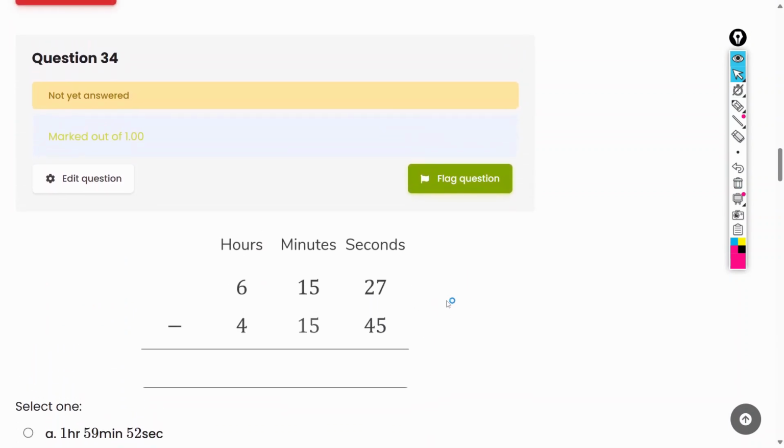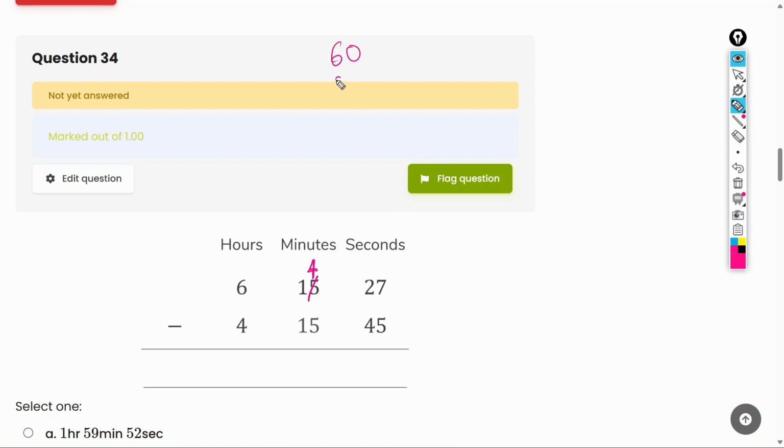Question 34, we subtract. So that's 27 seconds minus 45 seconds. That wouldn't work, so we need to borrow from the minutes place. We borrow 1 from 5, we have 4. So we are taking 1 minute to the seconds place, and it becomes 60 seconds because 60 seconds equal 1 minute. So we are adding 60 to 27.